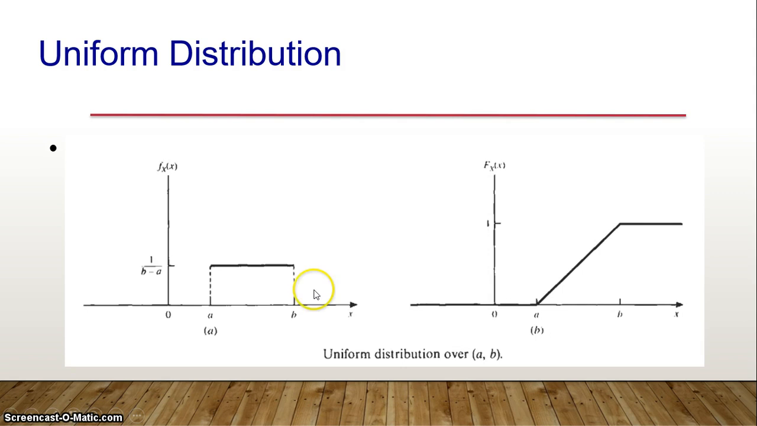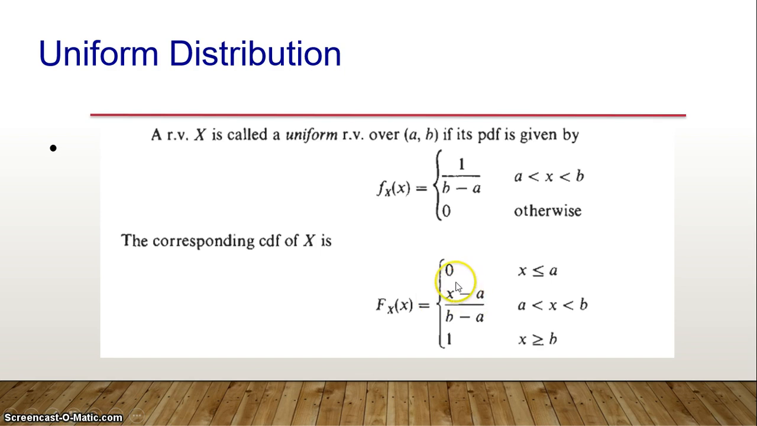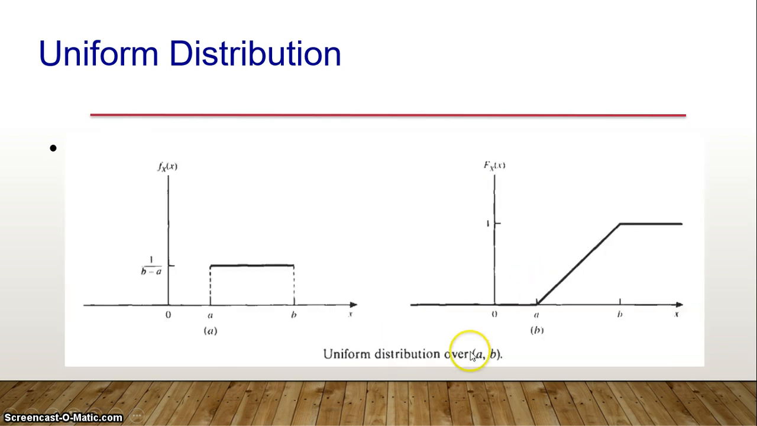Let me show the function here. Between a and b, the value is constant, 1 by b minus a. It is not at a and also not at b, but in between a and b. Coming to its distribution function, how will we write it? The relation between distribution and density is like this: if I want F_X(x), I have to integrate the density. So F_X(x), when x is less than or equal to a, seeing this itself we can estimate its distribution.